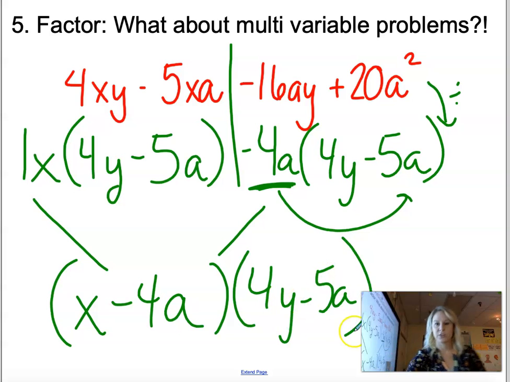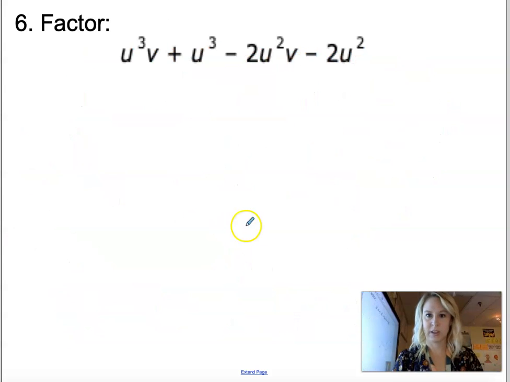Okay, so that is how you factor by grouping with 4 terms and multivariables. You just got to take it step by step. Step by step, day by day. All right, let's look at one more. We have multivariables going on.